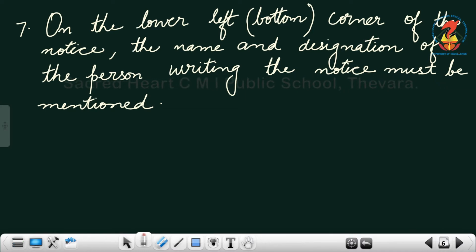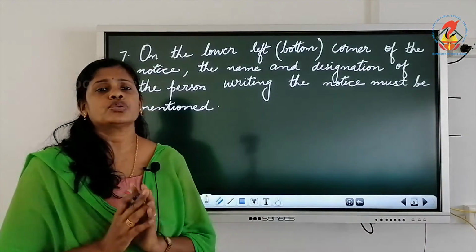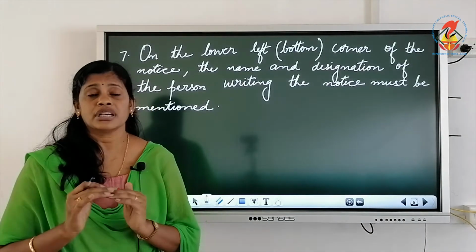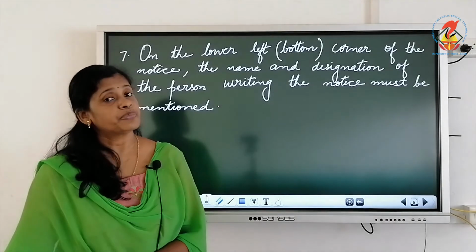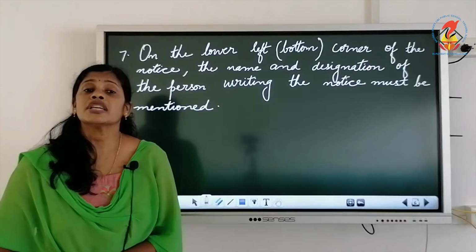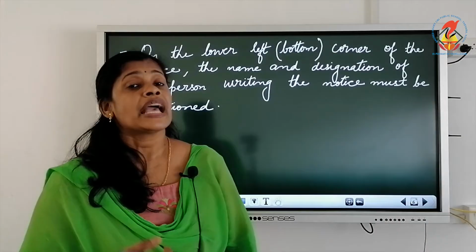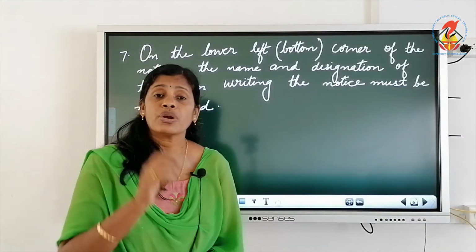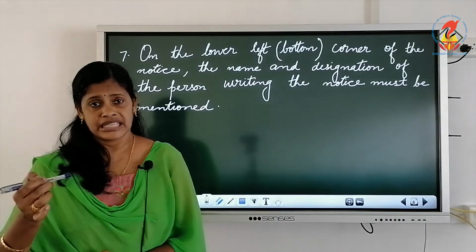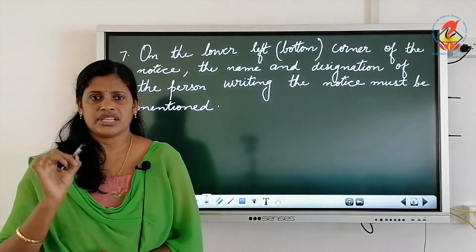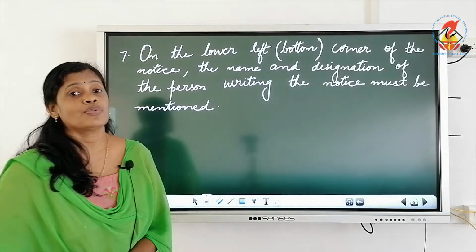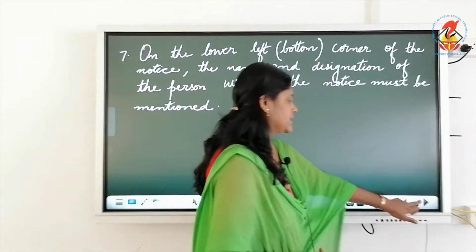On the lower left bottom corner of the notice, the name and designation of the person writing the notice must be mentioned. So when you end the notice, towards the left hand side, towards a corner in the end, you should write the person who has framed the notice. He should write his name and his designation. So if you have written the notice and if you are the cultural secretary, you will write your full name and your designation as cultural secretary. Is it clear? Now let's see the format of notice writing.